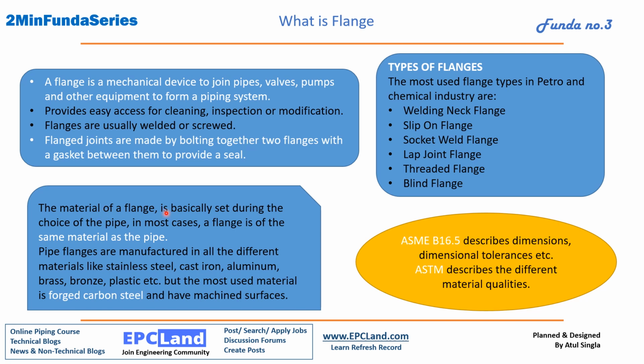The material of the flange is normally the same as that of the pipe. Pipe flanges are manufactured in all different materials like stainless steel, cast iron, aluminium, bronze, plastic, etc. But most commonly used is forged carbon steel with machined surfaces. There are many types of flanges used in piping systems in the chemical industry. Few are welded neck flange, slip-on flange, socket weld flange, lap joint, threaded flange, blind flange. These are the commonly used flanges in the piping industry. For dimension details we can always refer to ASME B16.5, and for material we can refer to ASTM standards.